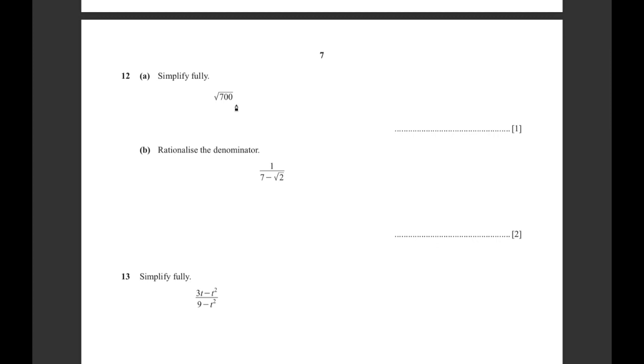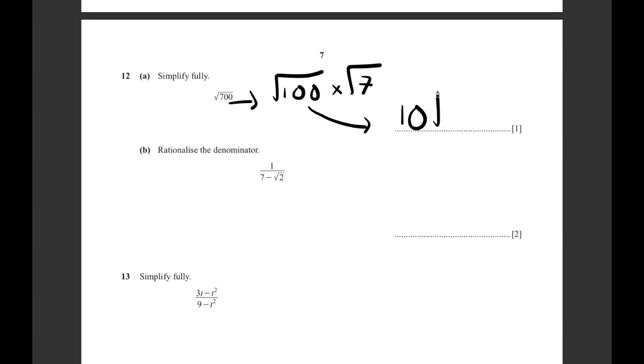Hopefully you spotted that this can be rewritten as the square root of 100 times the square root of 7. That key number 100 is our square number that fits in. The square root of 100 is equal to 10. And then the root 7 stays on its own, and we leave it like this. 1 mark, it shouldn't be too complicated a problem. So that gives you your 1 mark.